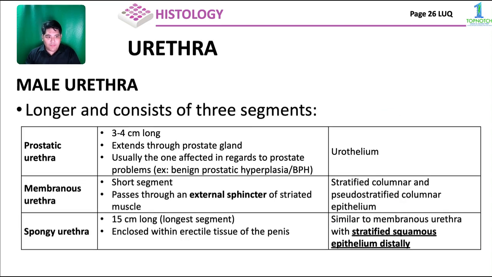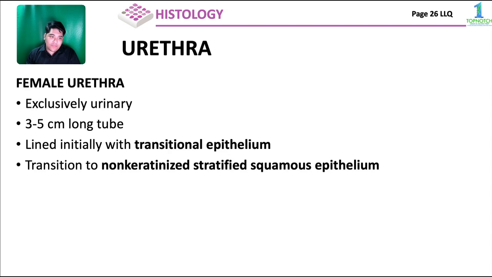Now, the urethra, important, no? In the male urethra, it has three segments: your prostatic urethra, membranous urethra, and your spongy urethra. Your prostatic urethra is still urothelium. But your membranous urethra is stratified columnar and pseudostratified columnar epithelium. Your spongy urethra changes again. It is similar to your membranous urethra, but has stratified squamous epithelium in the distal part, near the tip of the penis. How about your female urethra?